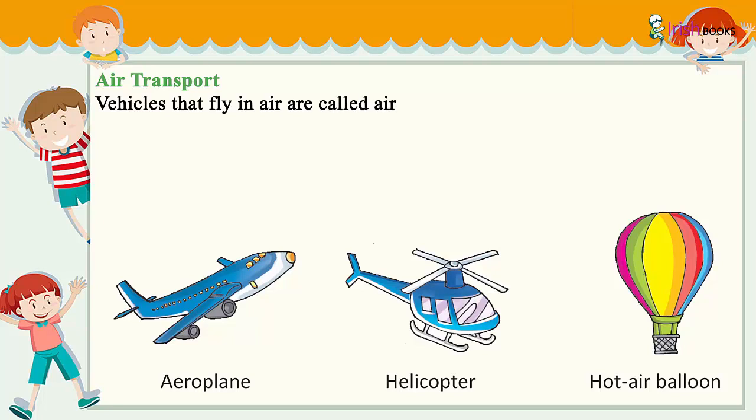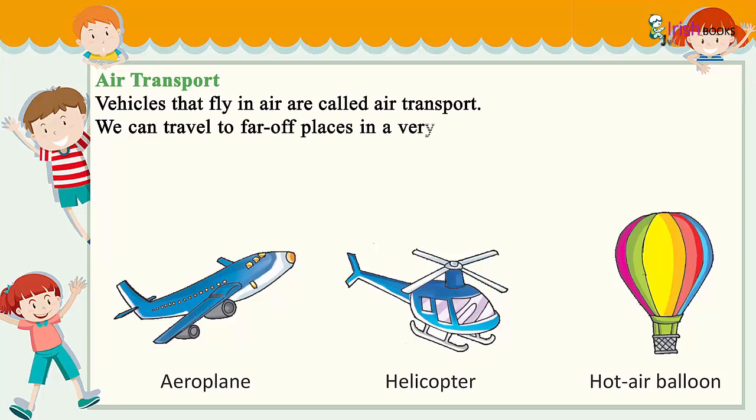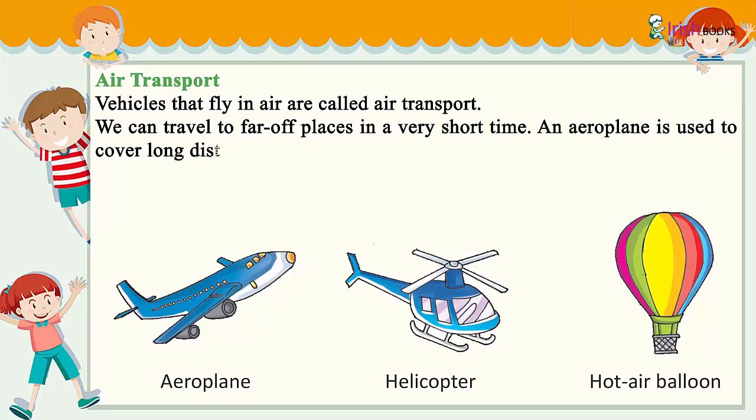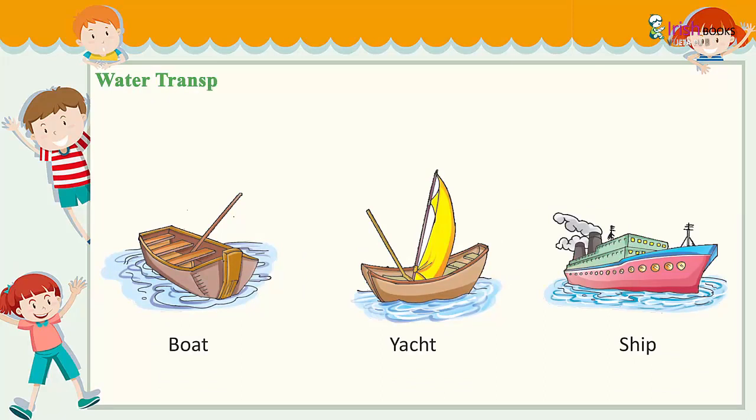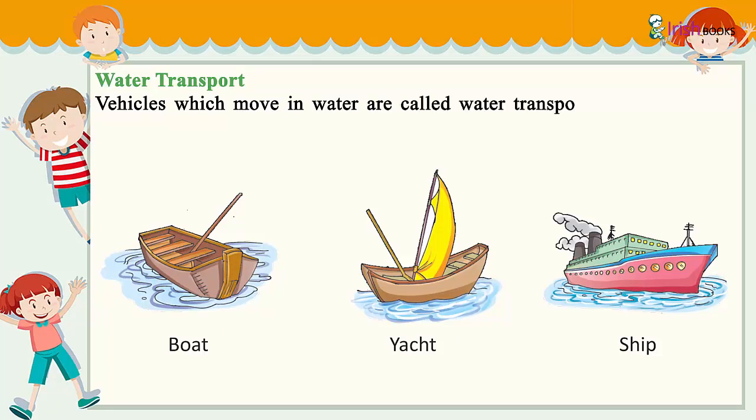Air transport. Vehicles that fly in air are called air transport. We can travel to far-off places in a very short time. An aeroplane is used to cover long distances and a helicopter is used to cover short distances by air. An aeroplane is the fastest means of transport. Aeroplane, helicopter, hot air balloon. Water transport. Vehicles which move in water are called water transport. They also carry many people and heavy goods. Boat, yacht, ship.